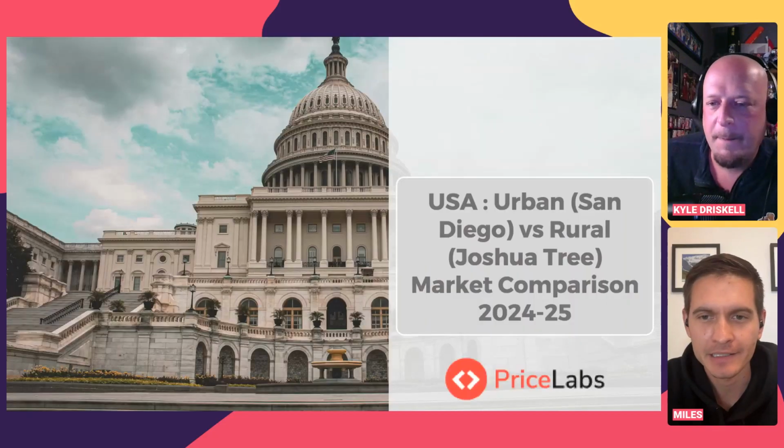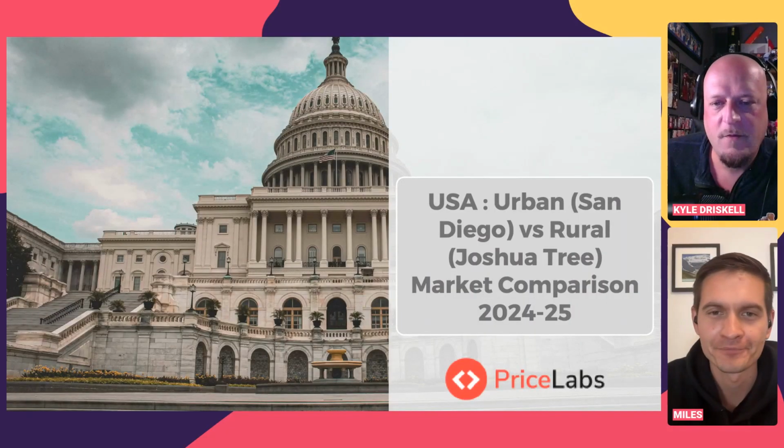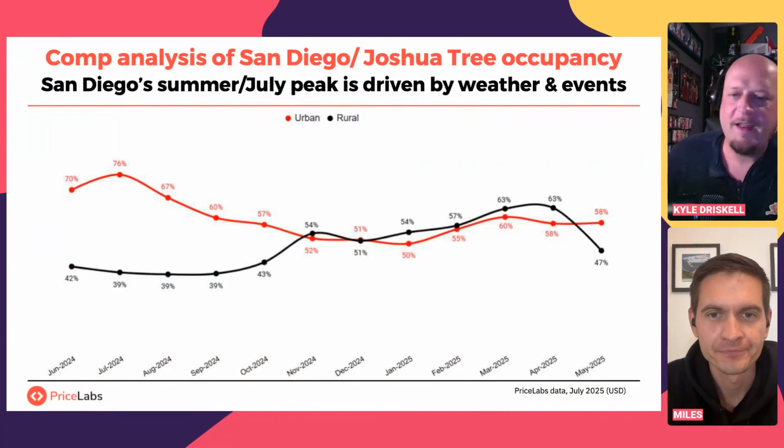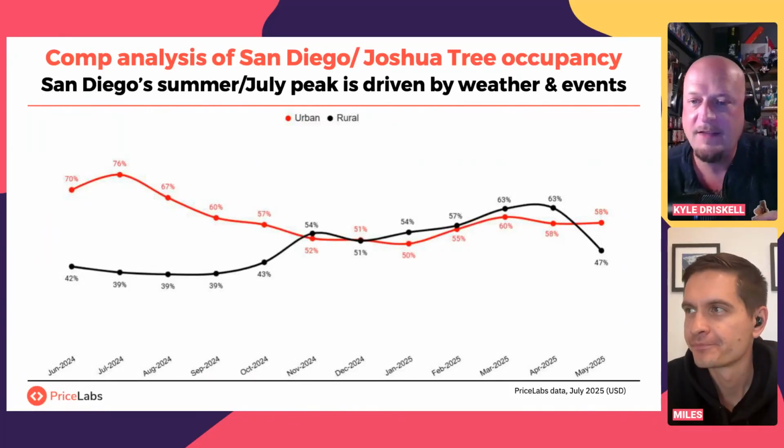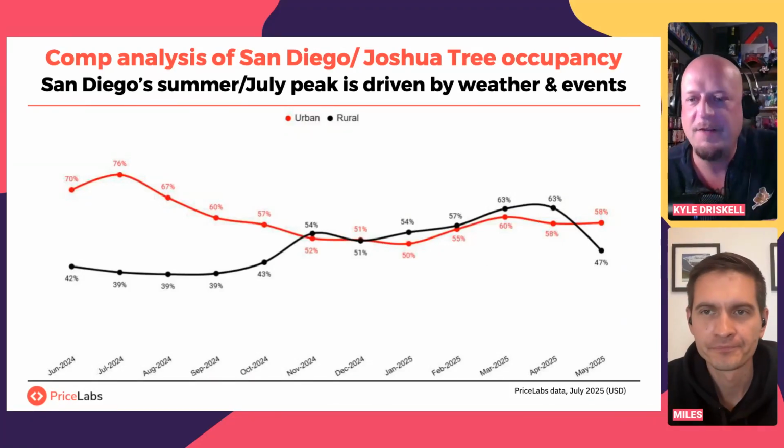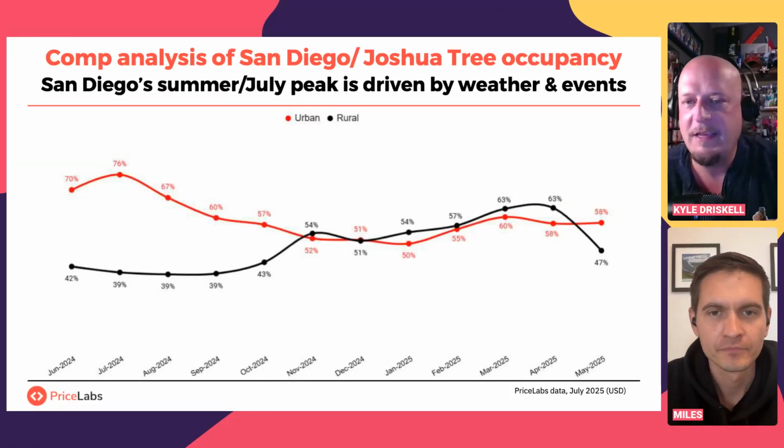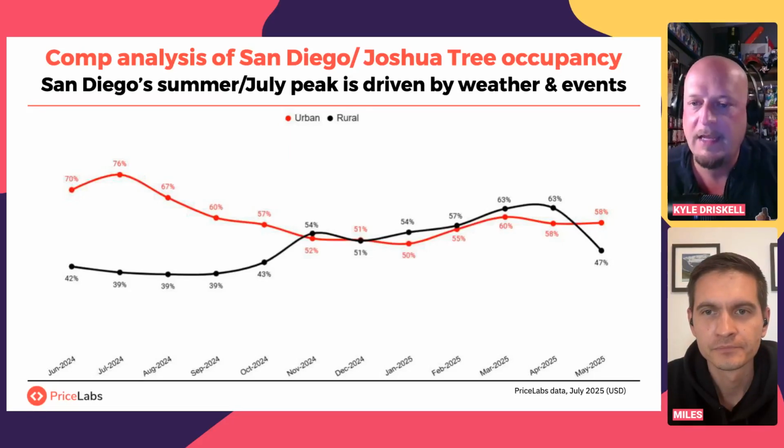Okay, sounds good. Let's get into that urban versus rural then. Right now, your red lines were indicating this year versus last year. Going forward, red is going to indicate San Diego, and black is going to indicate Joshua Tree. The number one thing we can see is that San Diego during the summer months has occupancy. Joshua Tree doesn't. Makes total sense.